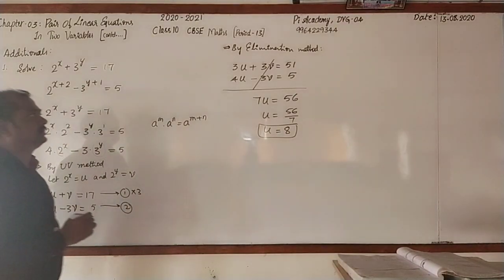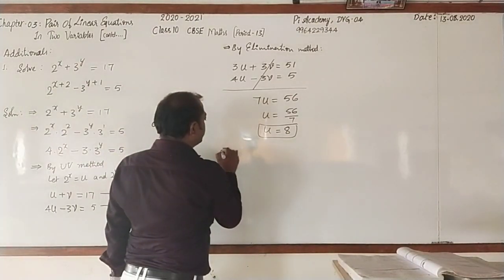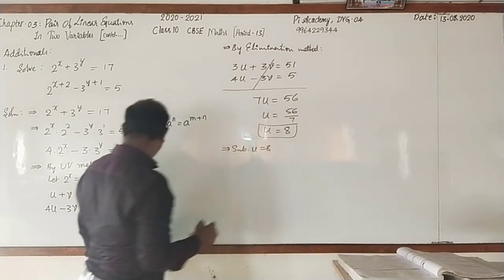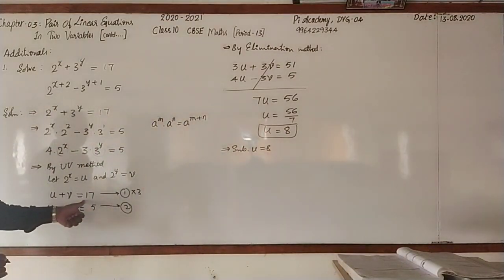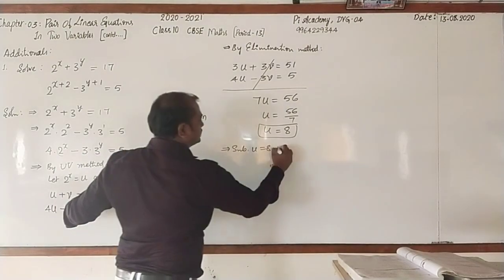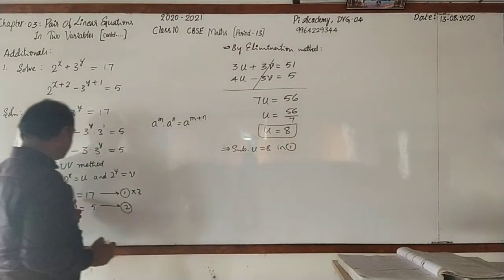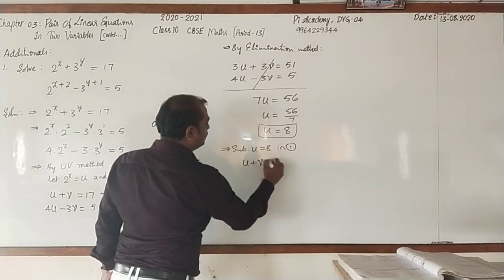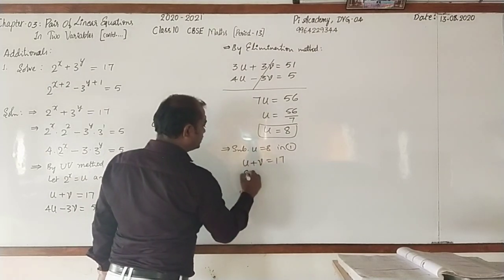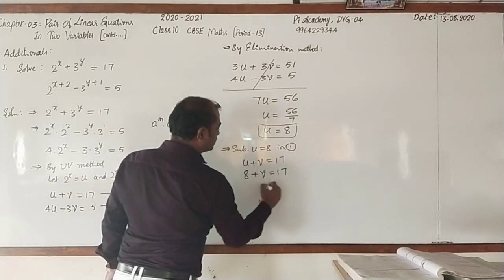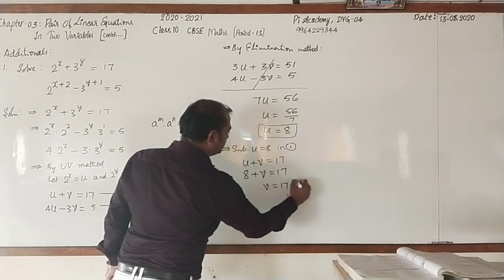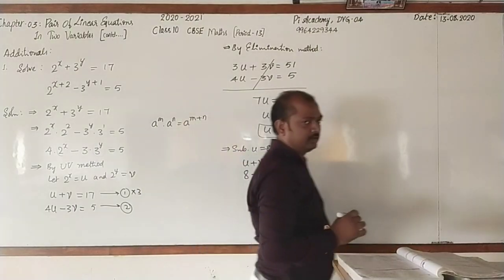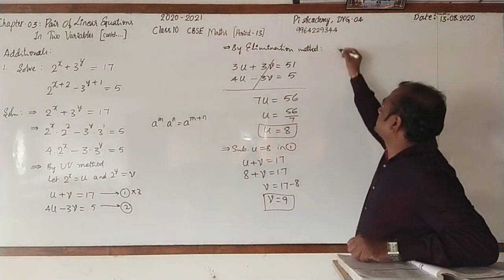Clear? Yes. Now, let us go for finding the v value by substituting u equal to 8 in either of these two equations. Let's take the first. The first equation is u plus v equal to 17. u is 8, so 8 plus v equal to 17. v equal to 17 minus 8. v equal to 9. Clear? Yes, it is.